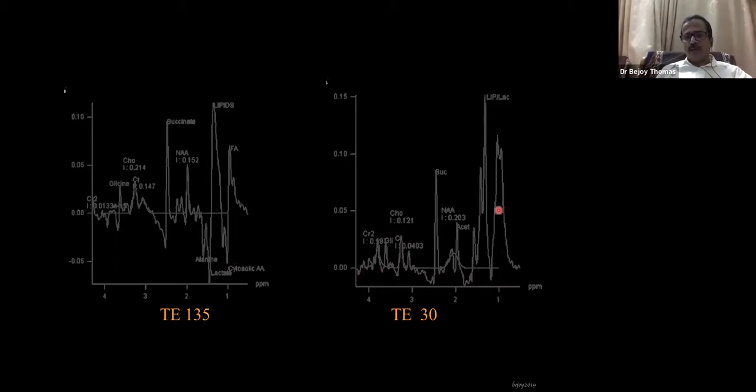At 0.9 ppm, you see an upward peak. This could be a lipid macromolecular complex. And at 1.3 ppm, you see a doublet, which is pointing up. So this is a lipid-lactate complex. We will compare with the TE 135 to decipher whether it's lipid or lactate. Just to the left of the lipid-lactate complex, you see another peak, which is the alanine peak.